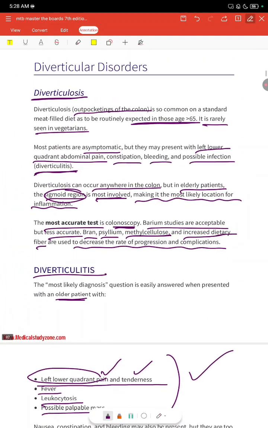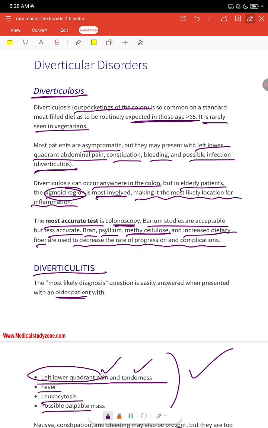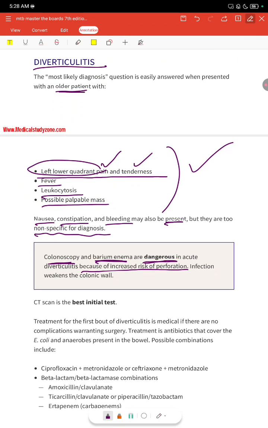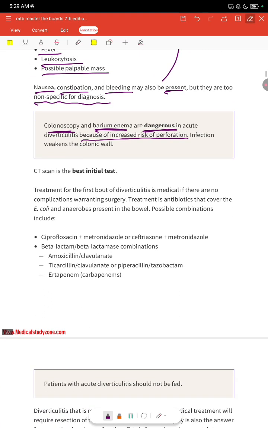So it's not like the diverticulosis where we go for colonoscopy as the most accurate test, and barium studies are also acceptable. But when it turns into an infection, and in cases of diverticulitis, we don't go for colonoscopy and barium enema. Once there is fever, leukocytosis, possible palpable mass, left lower quadrant pain and tenderness, because infection weakens the colonic wall and it can increase the risk of perforation. So what should we do then now? Then the CT scan is the best initial test in such cases.